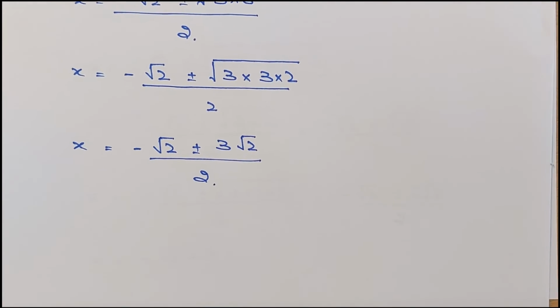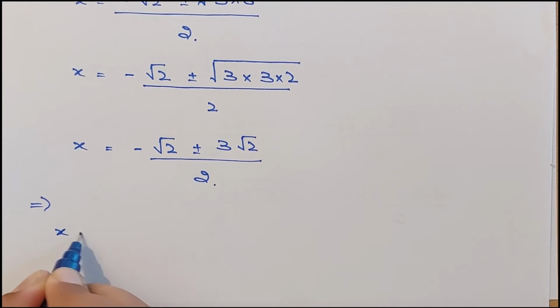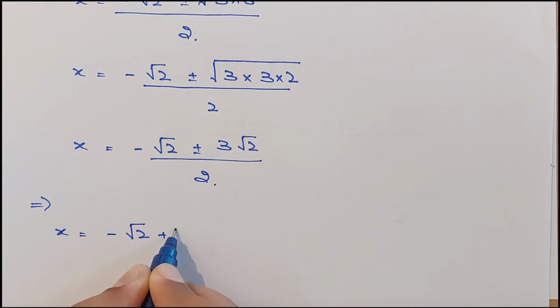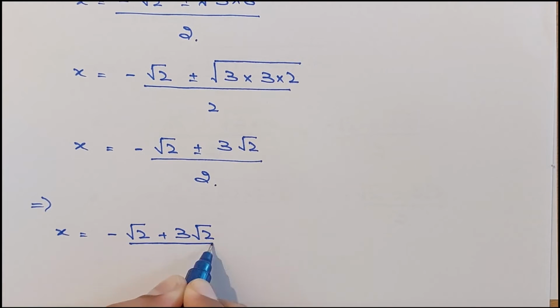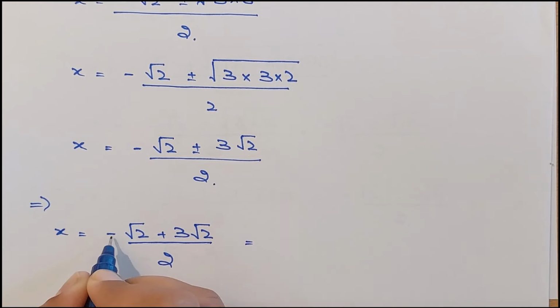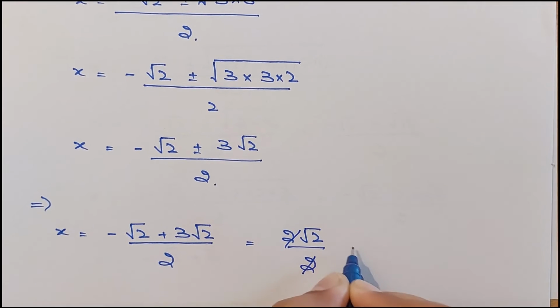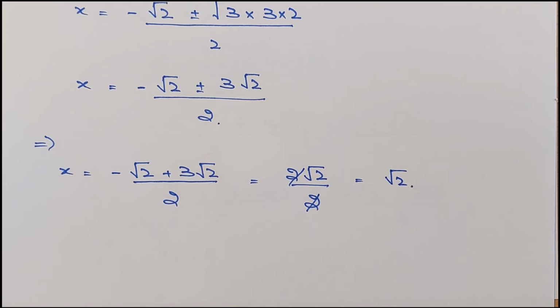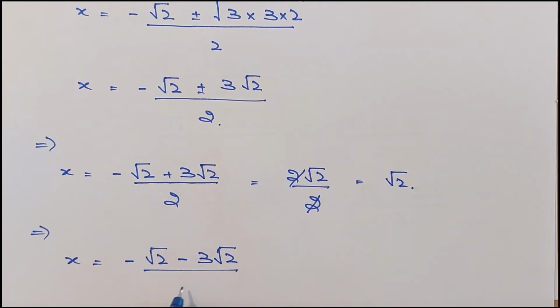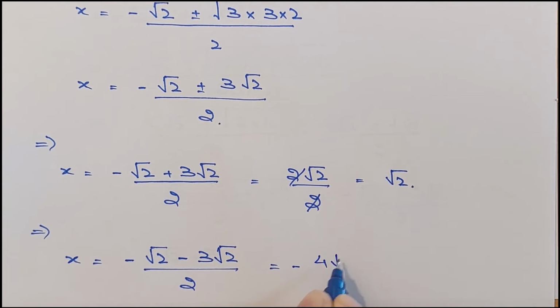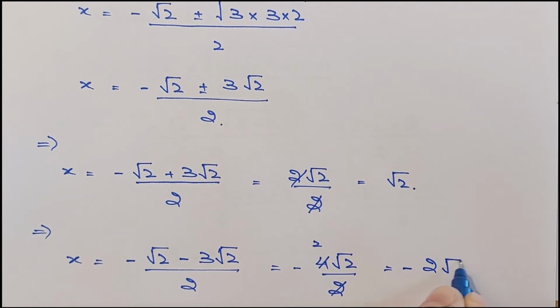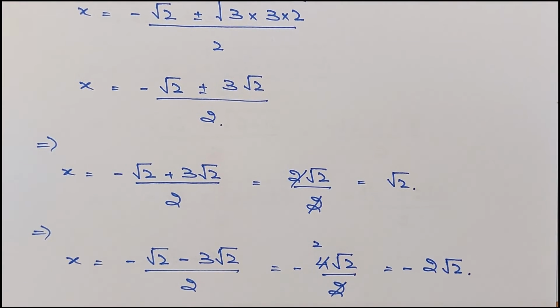Now we have two values for x with a positive and negative one. So from here x is equal to negative square root of 2 plus 3 square root of 2 divided by 2. So from here we have minus 1 plus 3 is just 2. Square root of 2 divided by 2. 2 is cancelled with 2. We have just square root of 2. And the next is x is equal to minus square root of 2 minus 3 square root of 2 divided by 2. We have minus 4 square root of 2 divided by 2. 2 times 2 is 4. This is equal to minus 2 square root of 2. So we have two x values, square root of 2 and negative 2 square root of 2.